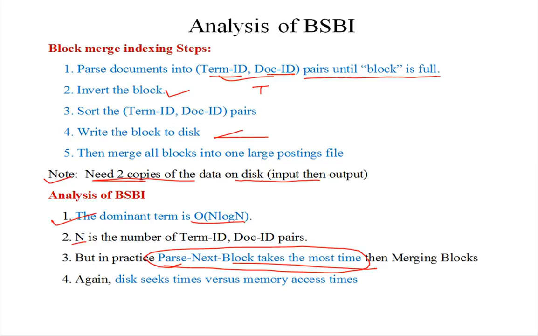Now the next part is disk seek time versus memory access time. It is not always feasible that we can keep the entire dictionary in memory. So we will manage some data on disk and some data in memory, and then again it will create differences.